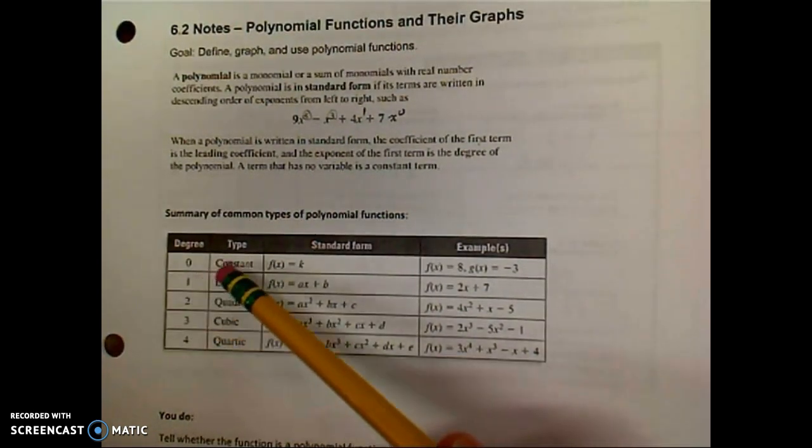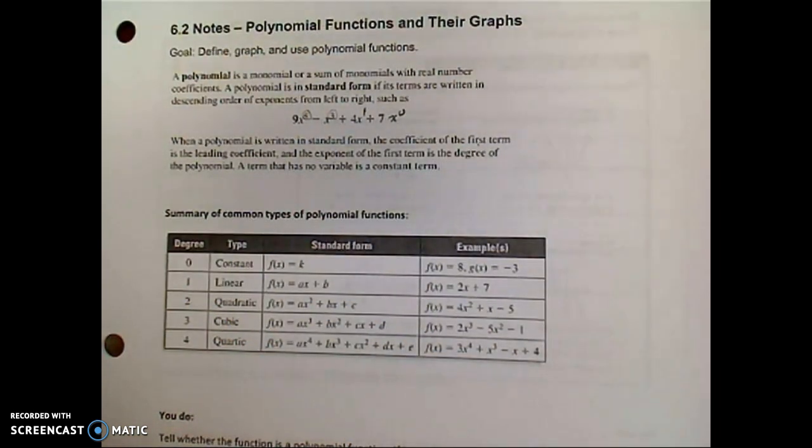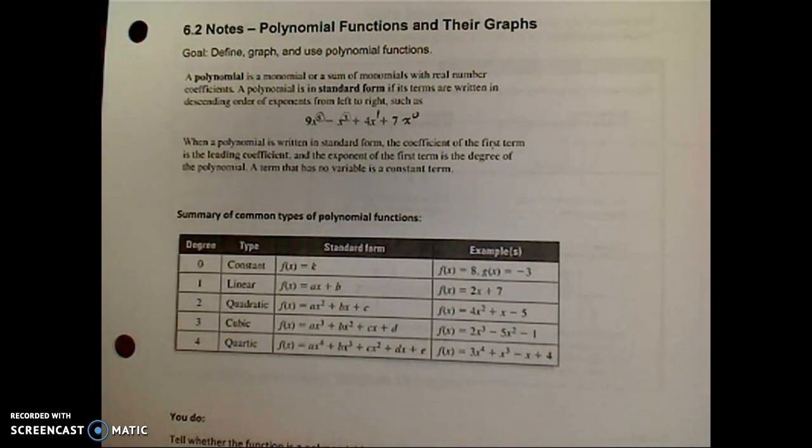So a quick table with a summary of some common polynomial types. We just mentioned that a constant, just a number, has a degree of 0. So the standard form there would just be f of x equals a number. That's a horizontal line. A linear function has a degree of 1. Y equals mx plus b, so 2x plus 7. Quadratic has a degree of 2. Those are the ones we've been graphing and then solving equations. If the highest degree is 3, it's known as cubic. The highest degree 4 is quartic. The fifth degree is known as quintic, and after that they don't get special names. They're just degree 6, degree 7, and so forth.